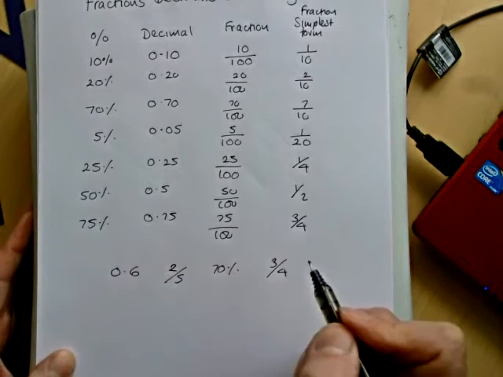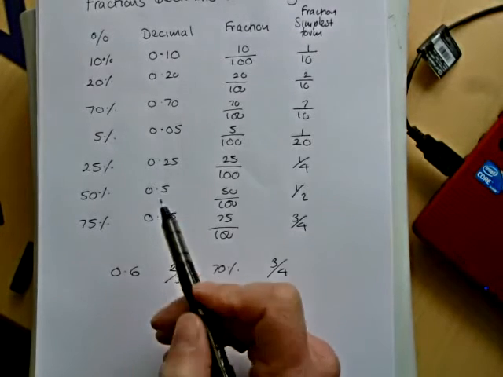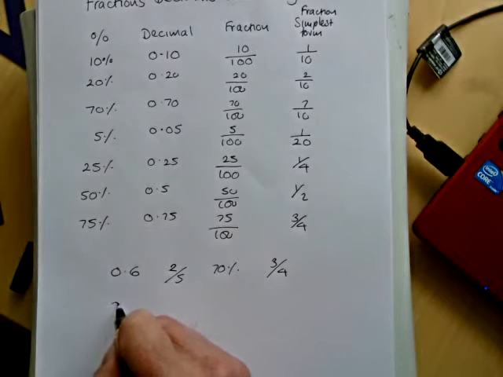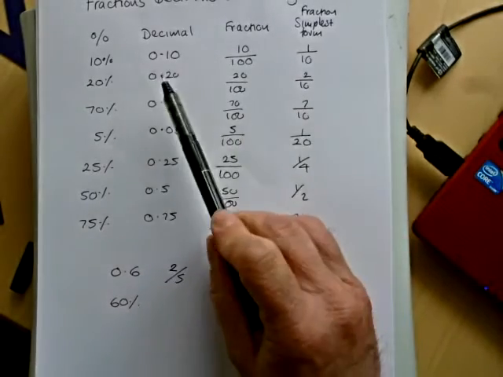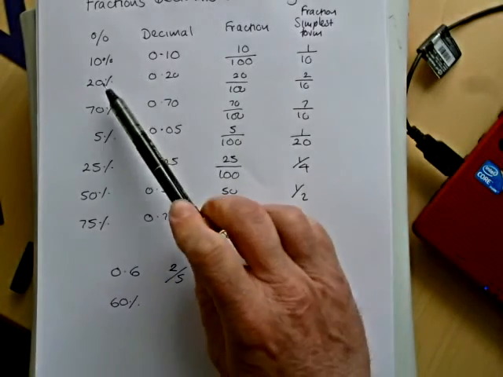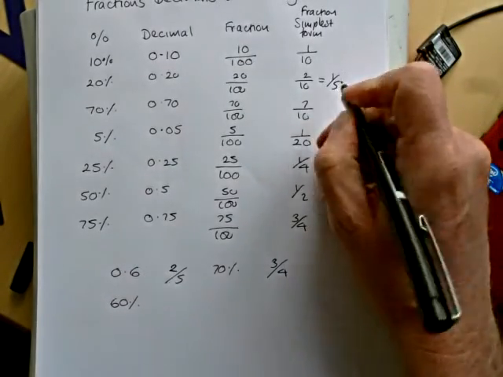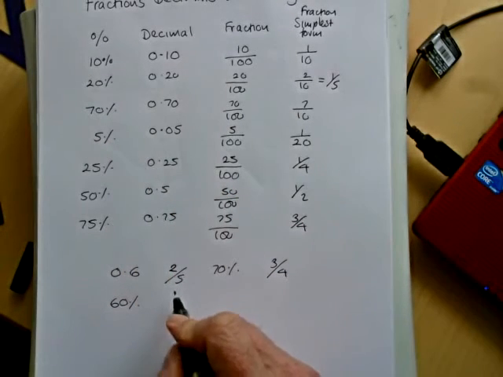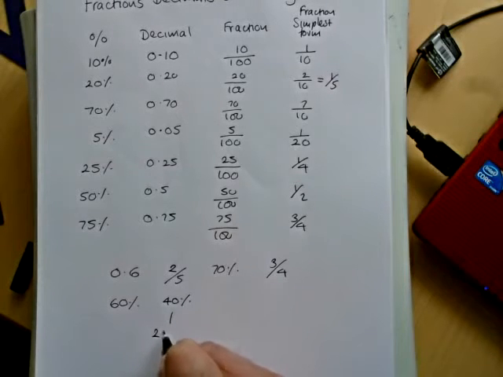Well, if we change them all into either decimals or percentages, perhaps percentages would be easier, we should know that if 0.7 is 70%, 0.6 will be 60%. We should know that 1/5 is 20%. So 2/5 will be 2 20%, which will be 40%. So that's 2 times 20%.